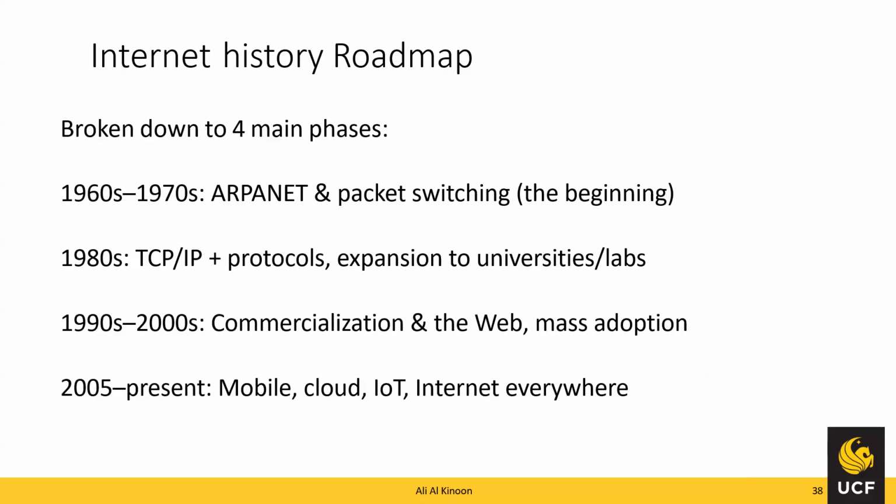So from the 1960s to 70s, we talked about ARPANET, which is packet switching. This is the beginning, to exchange information between universities. In the 80s, TCP/IP protocols came out, with expansion to universities and labs. 90s to 2000, commercialization, the web, massive adoption. And now from 2005 to present there is very large expansion with mobile, cloud, IoT devices, and the internet being everywhere now.